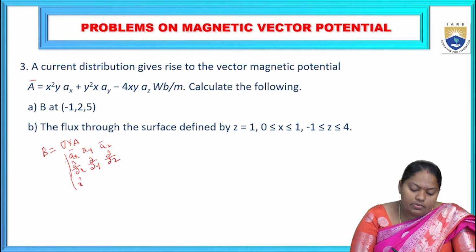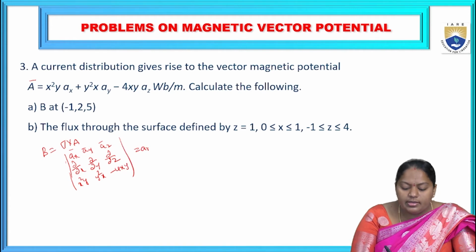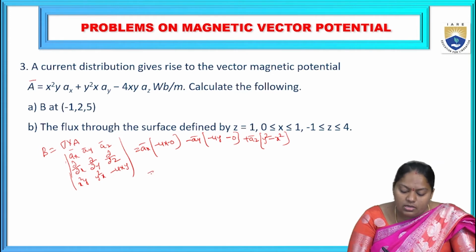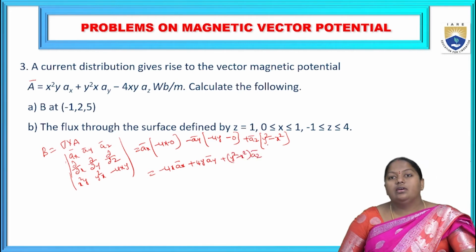Ax value is x square y, then y square, x minus 4xy, right? Which is equal to ax into dou by dou y of minus 4x, dou by dou z of this thing 0, minus ay into dou by dou x of minus 4y minus dou by dou z of 0, plus az into dou by dou x of y square, dou by dou y of x square. Then which is equal to minus 4x into ax plus 4y into ay plus y square minus x square into az, need to be obtained, right?